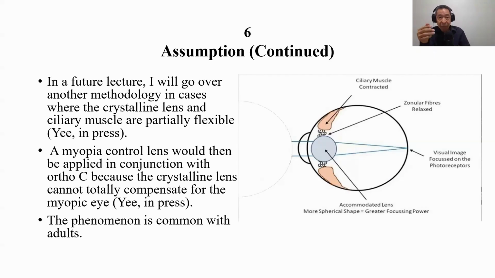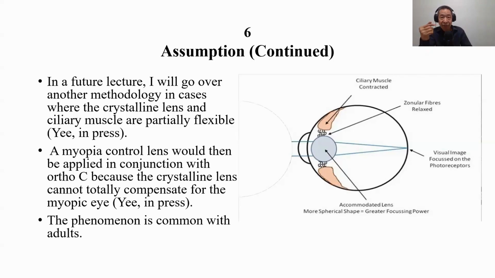It's possible that sometimes the lens is not that flexible, and that's another assumption. In a future lecture, maybe I will go over another methodology in cases where the crystalline lens and the ciliary muscles are partially flexible, not totally flexible. In those cases, a myopic control lens is applied in conjunction with Ortho C because the lens cannot totally compensate for the nearsightedness. And the phenomenon is common with adults.